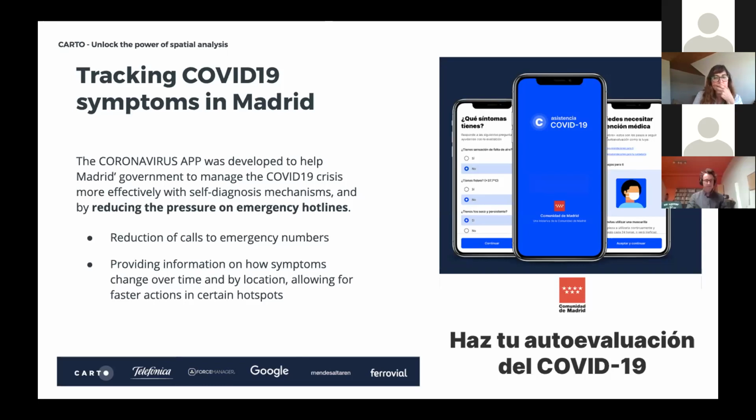So the users are basically asked to sign up and answer some questions, and the app would suggest the next steps in terms of diagnosis, and the government are then able to follow how the symptoms evolve and identify eventual hotspots.